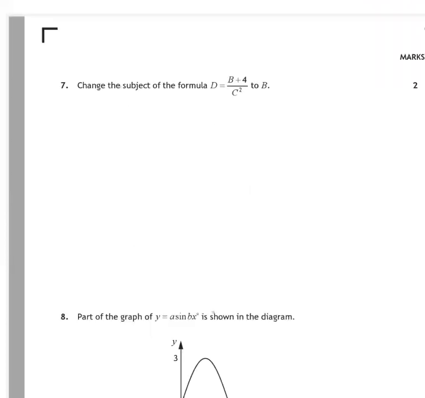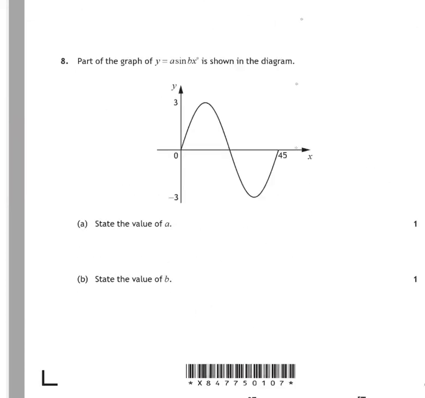Okay, question 7. Change the subject of the formula to b. Right, so we start by multiplying by c squared. So that gives c squared d equals b plus 4. And then we just move the 4 to the other side. So b equals c squared d minus 4. Pretty straightforward.